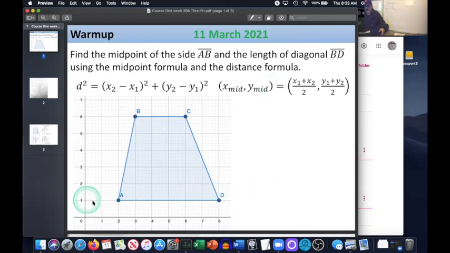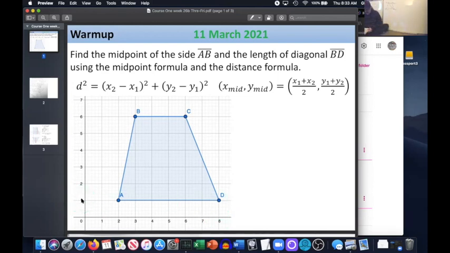When you look at the warm up, you can get the coordinates from the grid, and so A here would be x is 2, y is 1. B here would be x is 3, y is 6. C would be x is 6, y is 6. And D would be x is 8, y is 1.